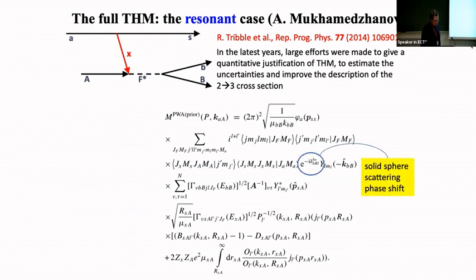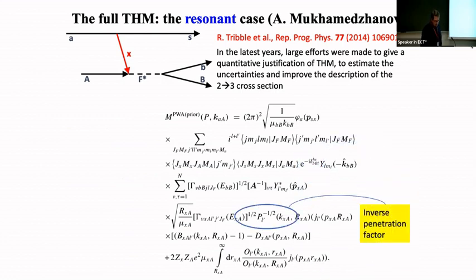You have other phase shifts, but here comes a very interesting point, okay? In this equation, you get the inverse penetration factor in the entrance channel. So it means that when you write all this stuff here, essentially you automatically get, in the cross-section that you measured, a correction factor that, let's say, eliminates the penetration factor in the entrance channel.